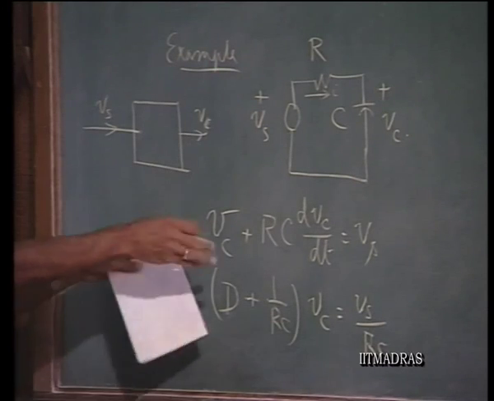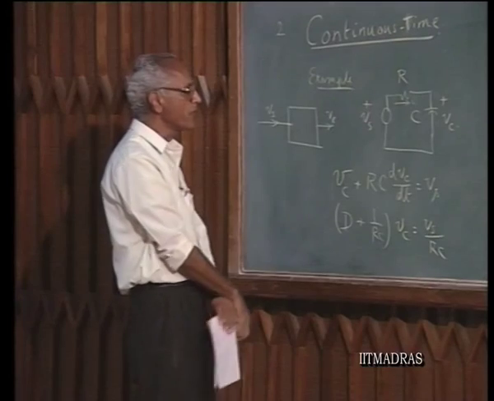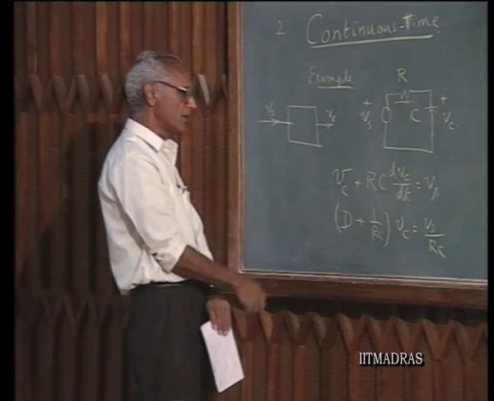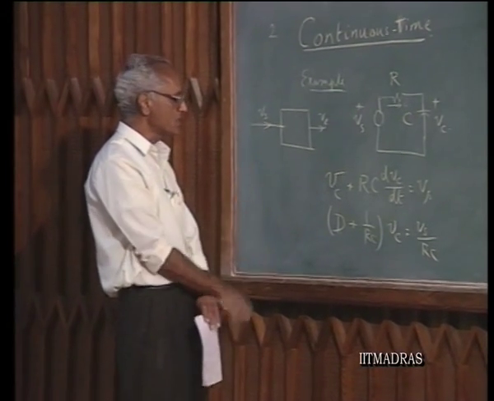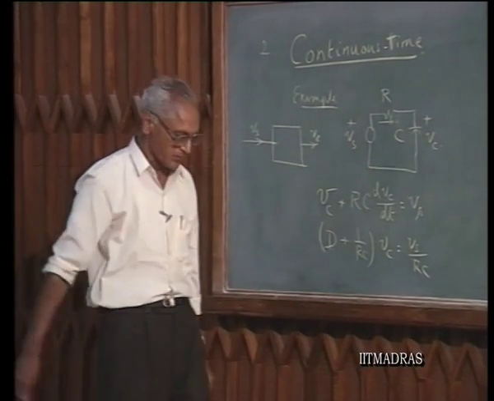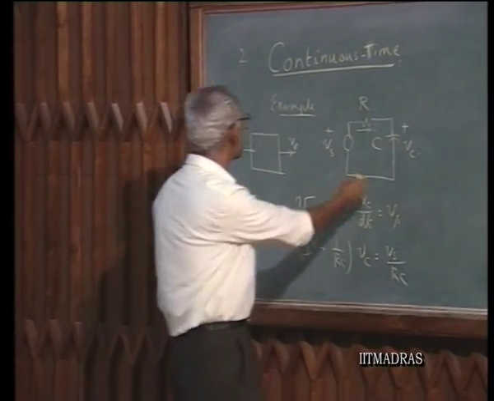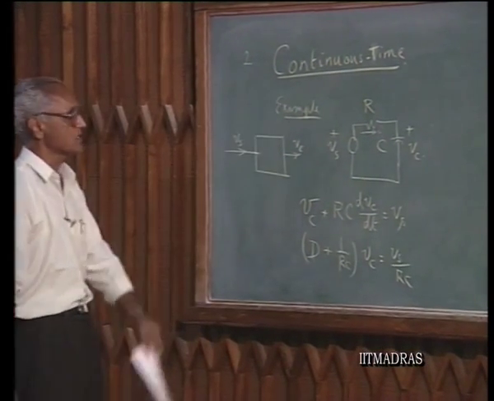You can solve this depending upon the Vs that you have, and you can get values of Vc at every instant of time, and the equation itself is defined for every instant of time. This is an example of a continuous time system.